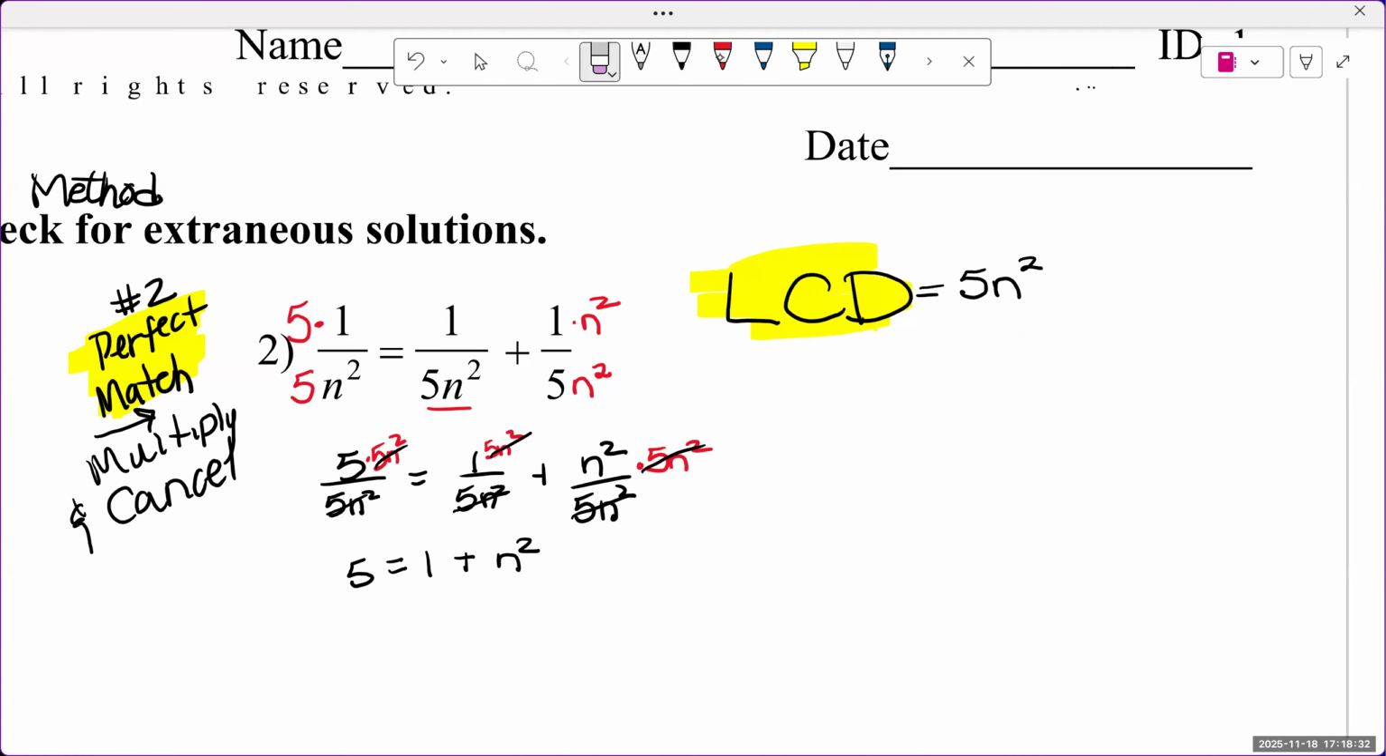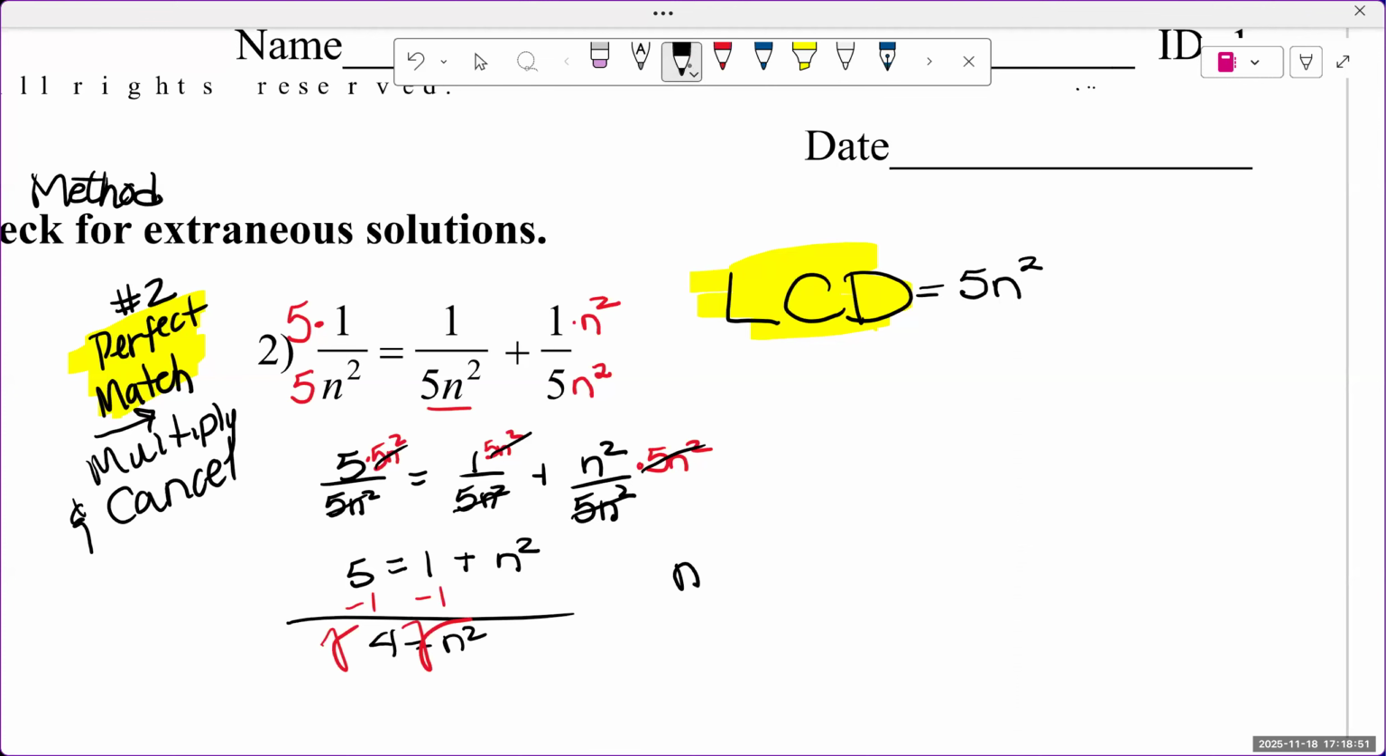Okay. How do I solve this quadratic equation? Notice I have no linear term. I have no n. So I'm going to subtract 1 from both sides. 4 is equal to n squared. I'm going to take the square root of both sides.